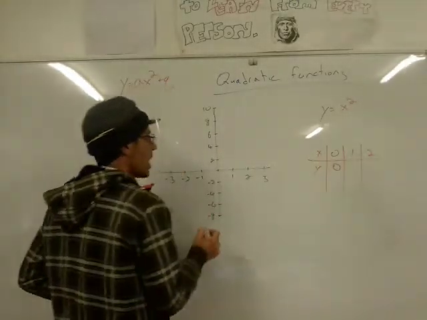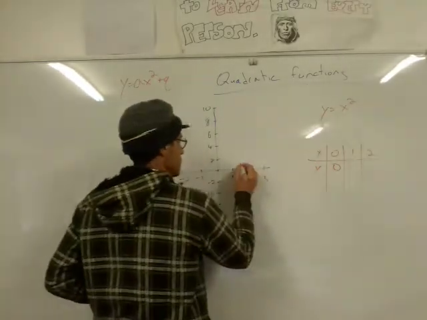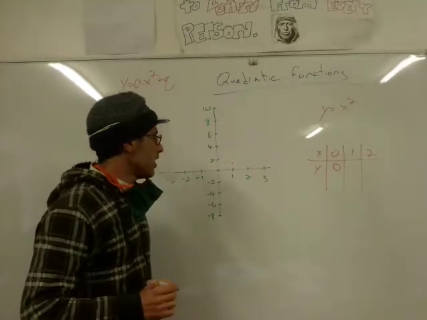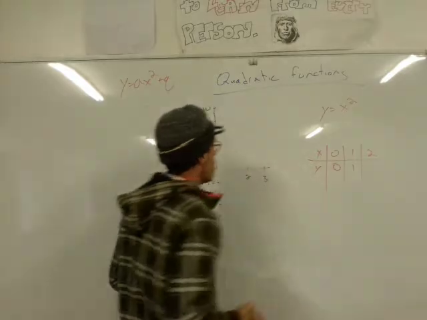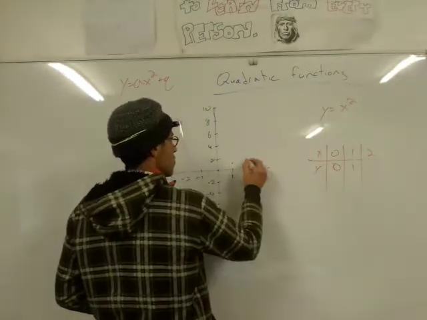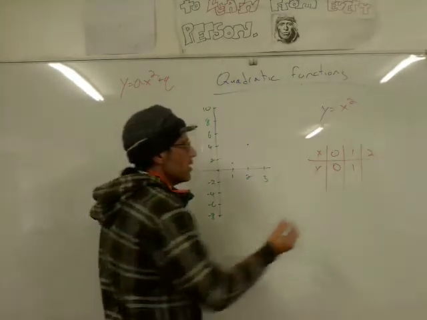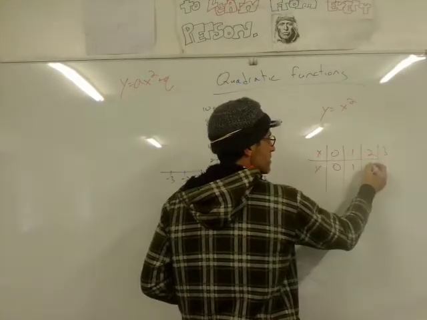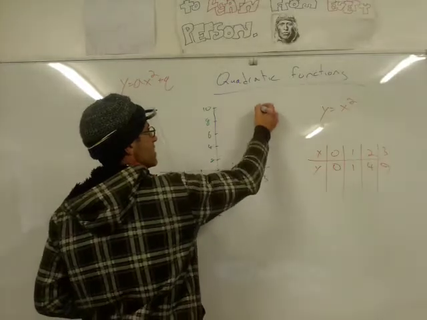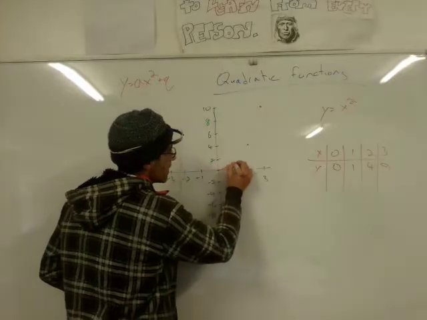x is 1, what will y be? 1. 1 squared is still 1, so I'm going to put it here. I went up in 2s. When x is 2, what will y be? 4. 2 squared is 4, so I'm going to put a point there. One more just to get the feel: when x is 3, what will y be? 9. Then we can really see what's happening on this side. Now I'll just put it together.